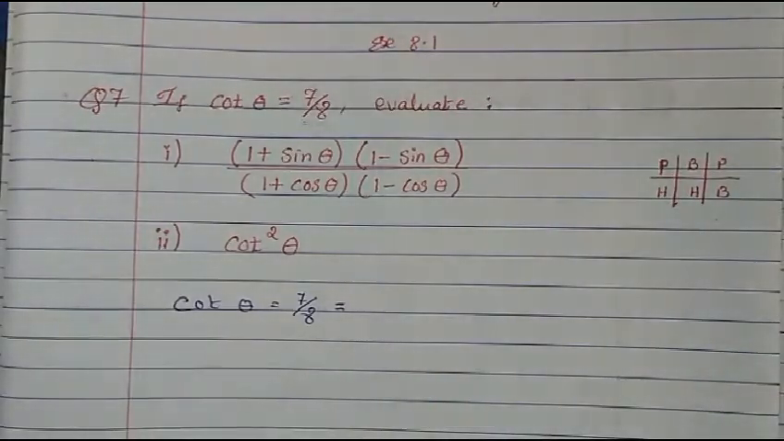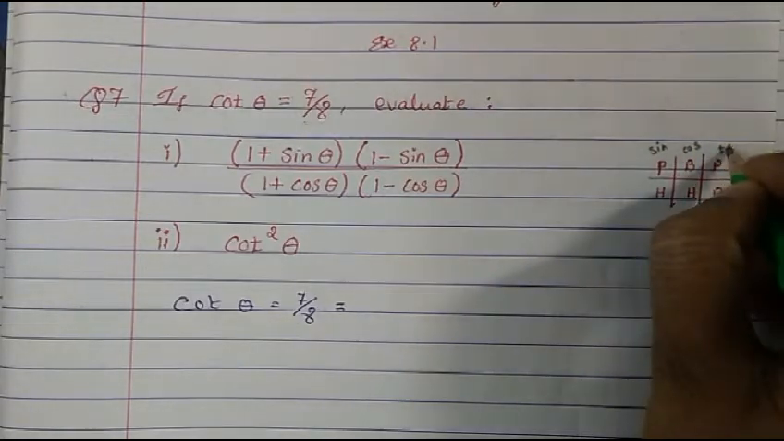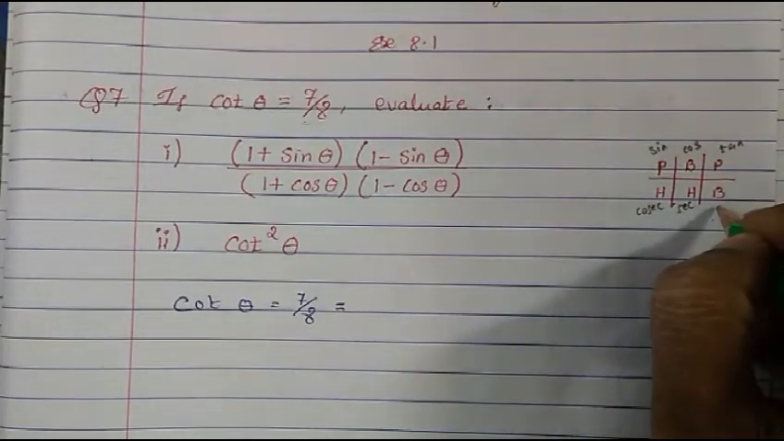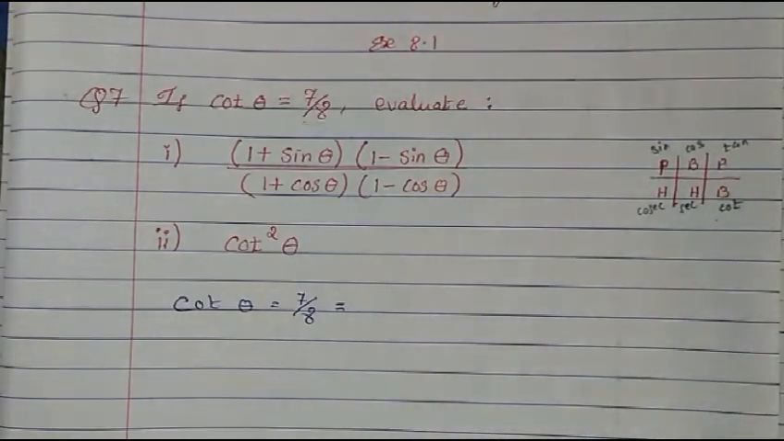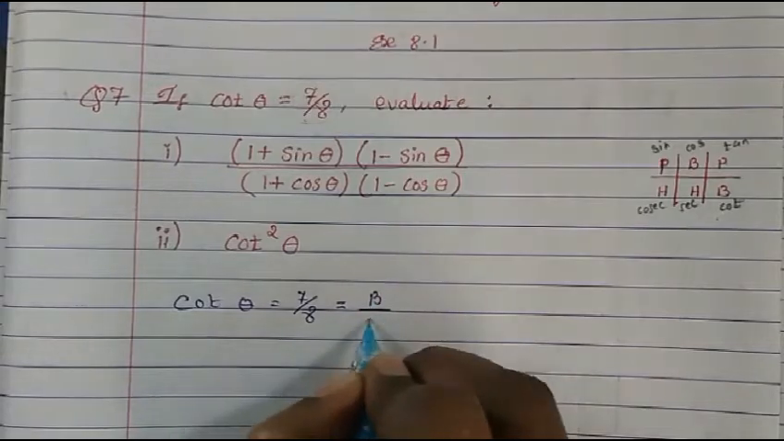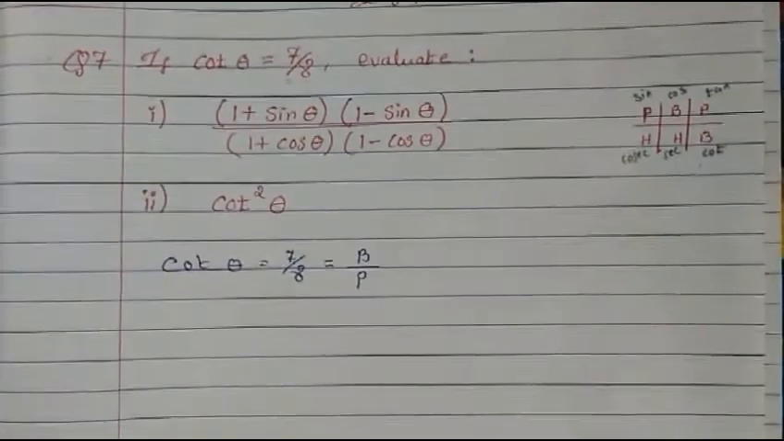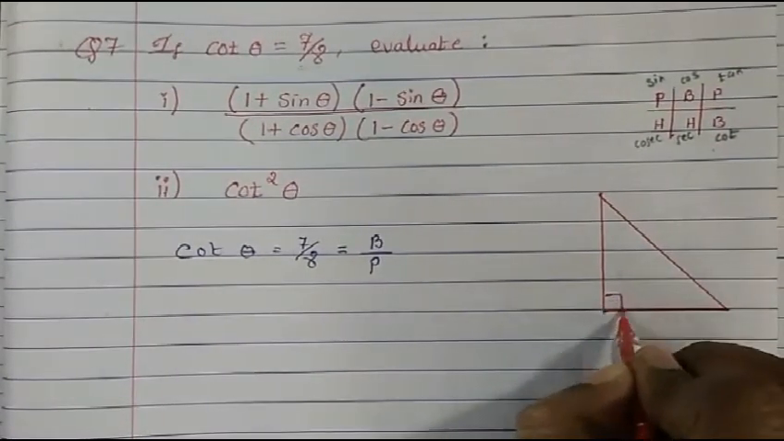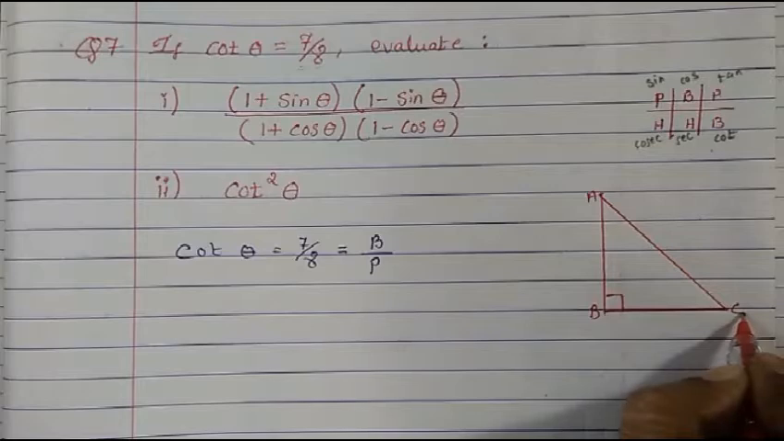So cot means what? The first one will be sine, this will be cos, this will be tan, and this is cosec, this is sec, and this is cot. So cot means base upon perpendicular. Now which is base and which is perpendicular, we don't know. So let us draw a right angle triangle first. Right angle triangle means one angle should be 90 degrees, and let us name it A, B and C.